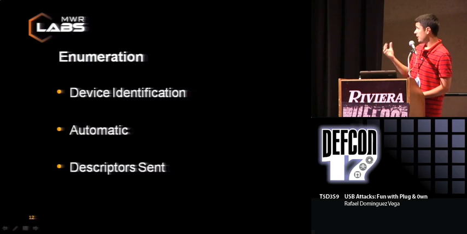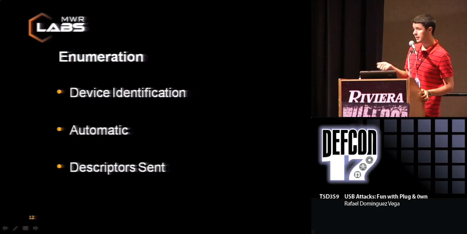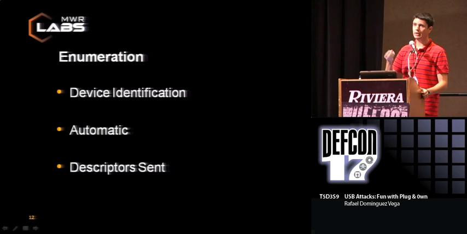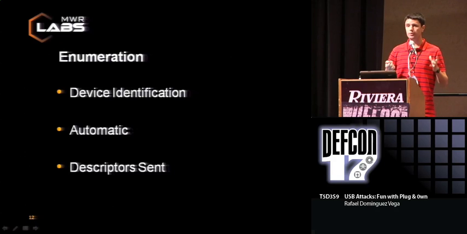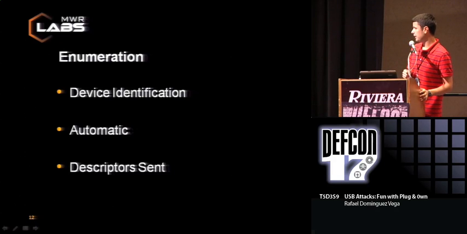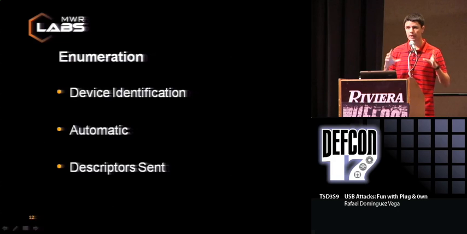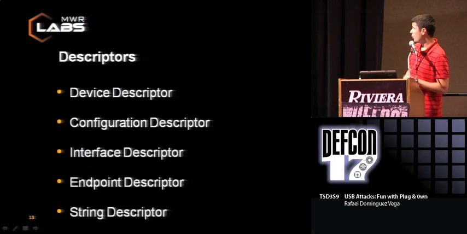As I say, the enumeration is the device identification, and it happens as soon as you plug the USB device in your computer. It's automatic, and in some operating systems, it's visible to us, such as Windows, where a pop-up appears, telling you that a new USB device has been identified. And it's in this phase where the descriptors are sent, containing general information about the configuration of the device. We have different types of descriptors, and here we have some important ones.